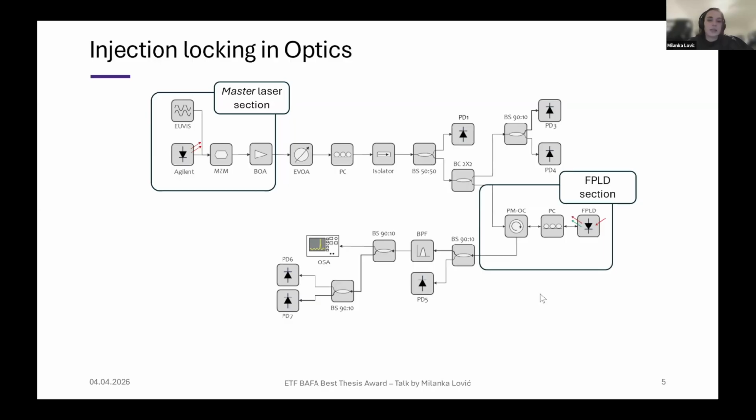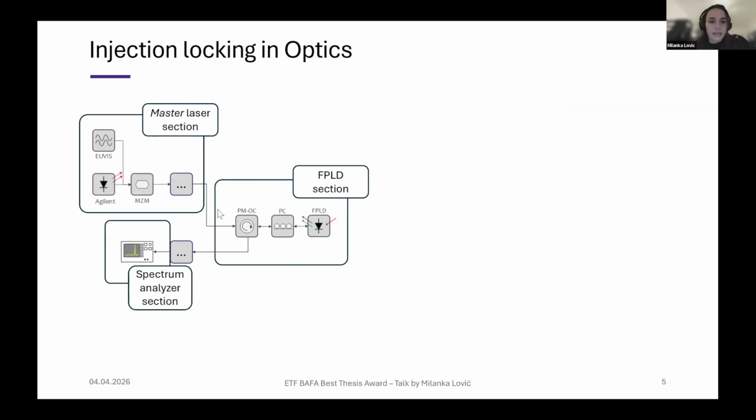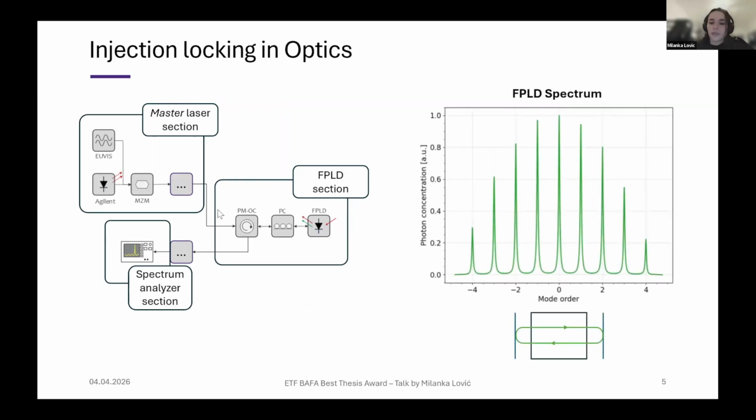laser. This laser has multiple frequencies, or rather it oscillates at multiple frequencies, meaning it has multiple peaks in its spectrum. And as I mentioned the spectrum so far a few times, I also wanted to highlight this spectrum analyzer section, or the actual measurement section of my scheme. So if we simplify it, we get this little scheme. And as I said, it's important to look at the spectrum.